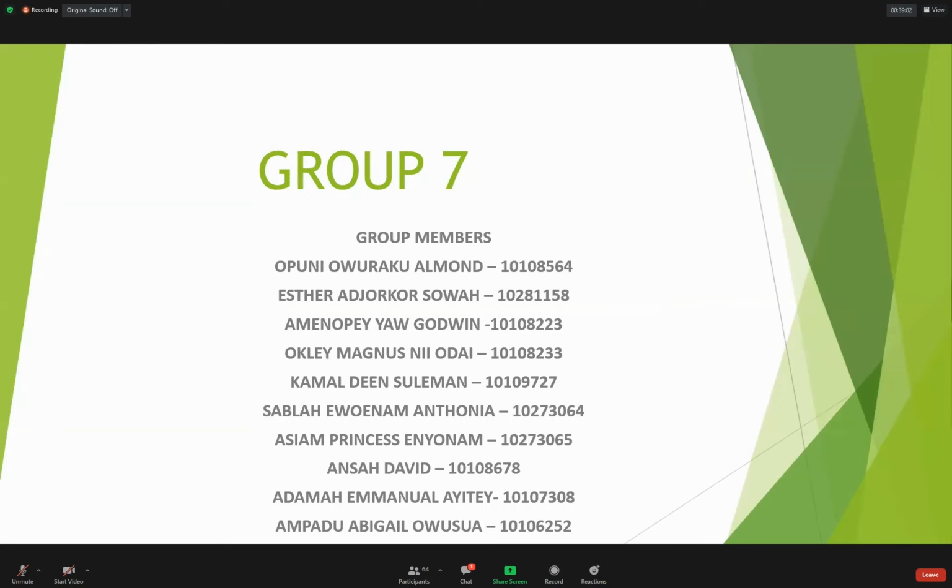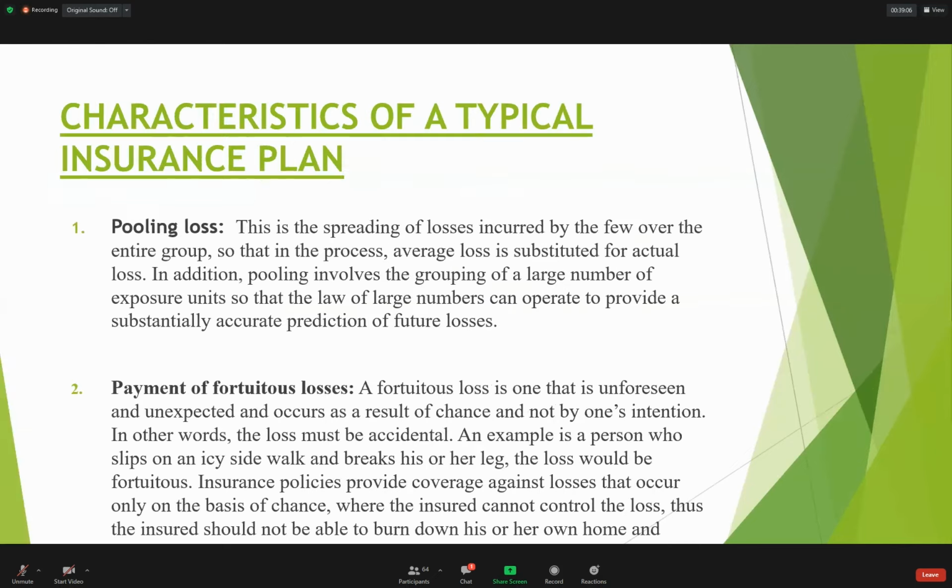Okay, so my name is Almond from Group 7, and we are here to present on the characteristics of a typical insurance plan. But before that, insurance as a whole is a means of protection from financial losses. So we got to know that insurance has 4 characteristics of a typical insurance plan: the pooling of losses, the payment of fortuitous losses, the risk transfer, and then indemnification.